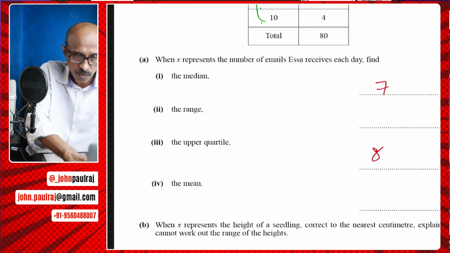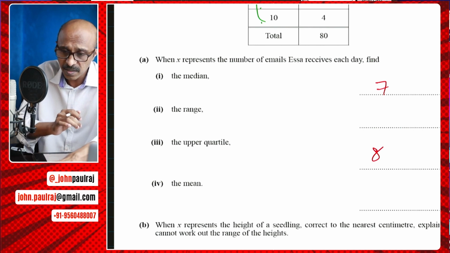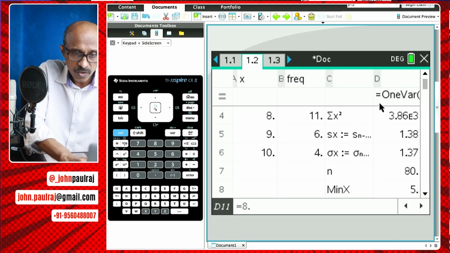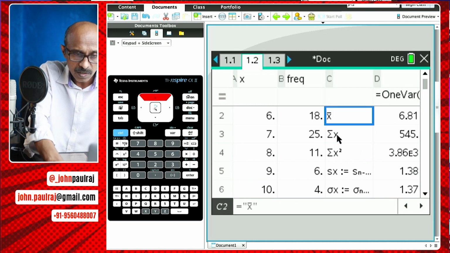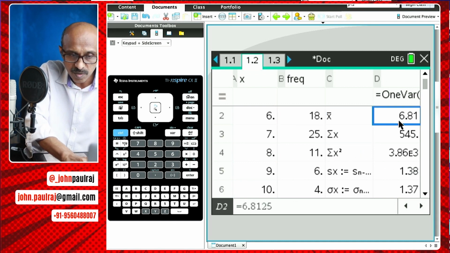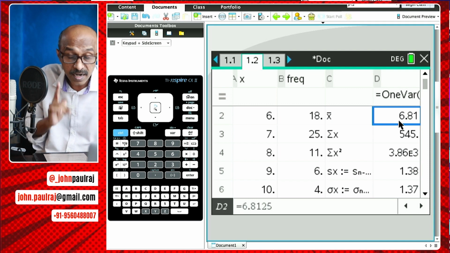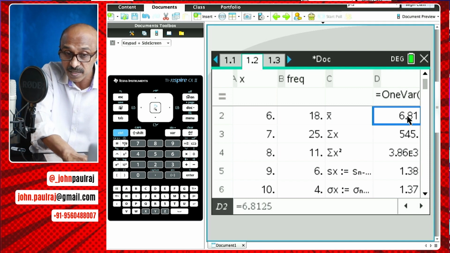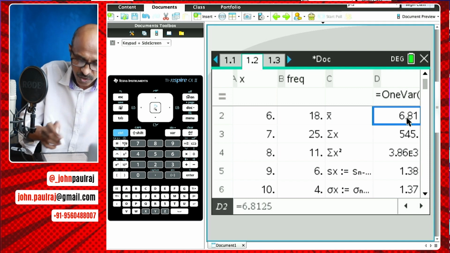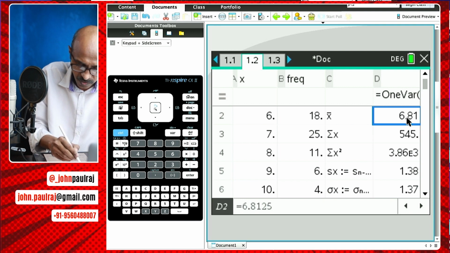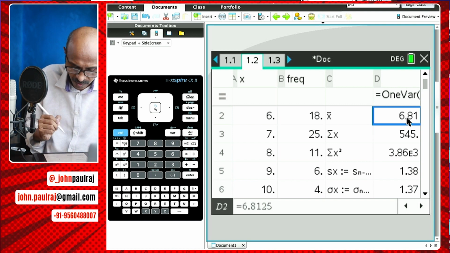Anything else? The mean was calculated as, mean is that X bar, okay? In the calculator, it'll show you as X bar. I'll show it to you again. Here we go. So just scroll up. Okay, that's your mean, 6.812. Unless otherwise specified, it should be 3SF, and what's displayed is 3SF, okay? So I'll just write it as 3SF. So the mean is 6.81.